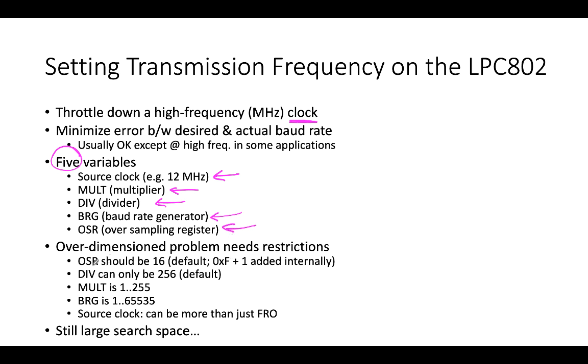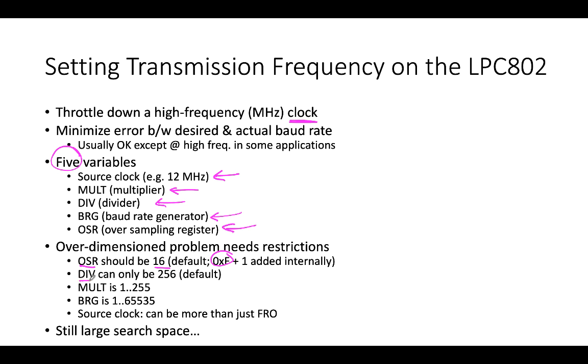Some restrictions are important to point out about these individual registers. For instance, the oversampling register, or the OSR, should typically be about 16. That's the recommended value. Don't worry about why that's the case for right now. By default, 16 is fine. You set it to F, which is 15, and 1 is added internally inside the hardware. So you just set it to 15, and the LPC802 hardware will add another 1 to make it 16. It's important to know that because it factors into the calculations you make.